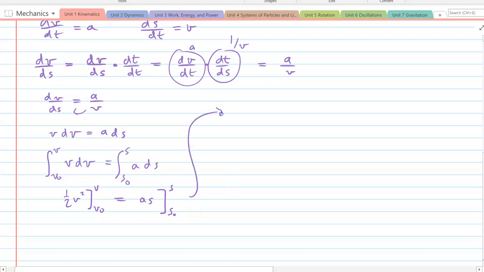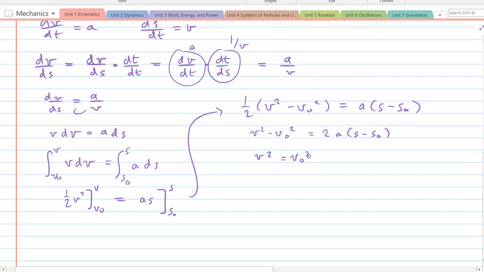Let's just evaluate these. I'm going to bring it over here. So it's 1/2 v squared minus v naught squared is equal to a times (s minus s naught), right? And now I just want to make this look pretty. The way we do it is by just multiplying 2 on both sides, so it's v squared minus v naught squared equals 2a times (s minus s naught). And then I would like to solve for v squared just to make it the form I want it to be. And then I also want to change this to delta s. So this is the third equation.